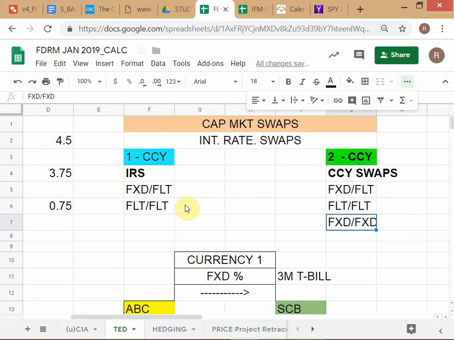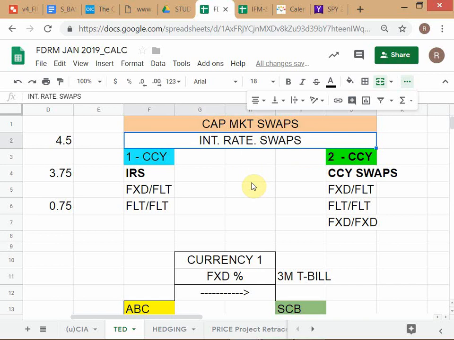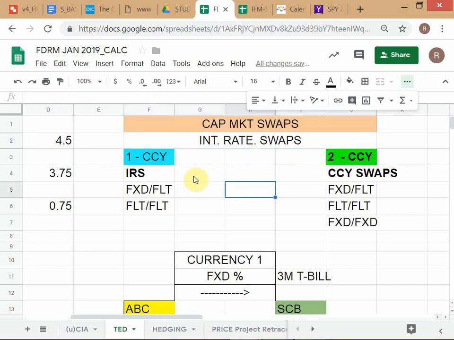Is this clear? Okay, now understand why I'm calling it interest rate swaps conceptually. Why am I calling it conceptually interest rate? Now, here's the problem. The market classification is, understand this taxonomy problem.